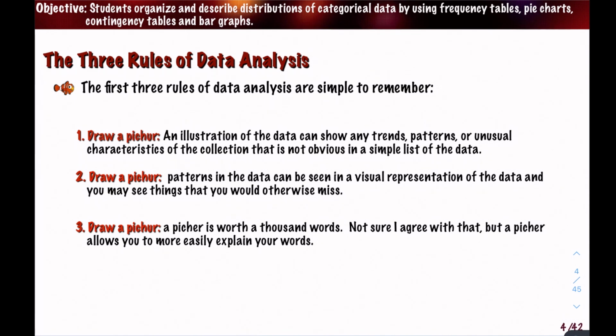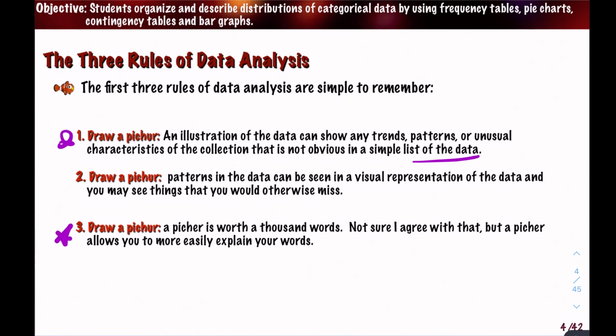They're simple to remember. Number 1, draw a picture. A picture is an illustration of the data and can show any trends, patterns, or unusual characteristics of the collection that is not obvious in a simple list of data. Number 2 is to draw a picture. Patterns in the data can be seen in a visual representation of the data, and you may see things that you would otherwise miss. And thing 3 is to draw a picture.